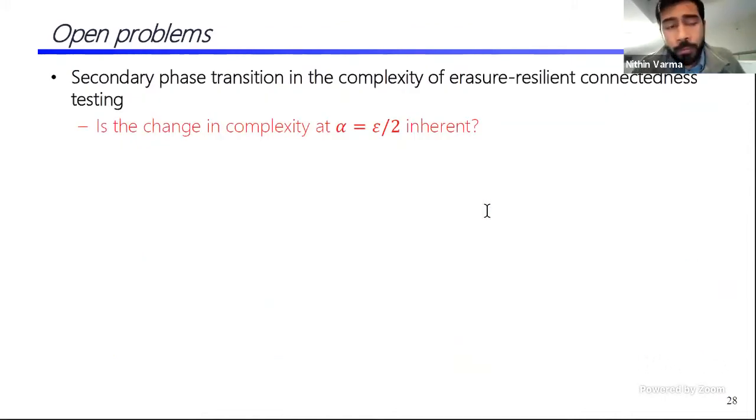So here are a bunch of open problems. We saw that there is a phase transition in testing connectedness. Now, there is also somehow a secondary phase transition, much softer, around alpha equal to epsilon over 2. Is that inherent by any chance?